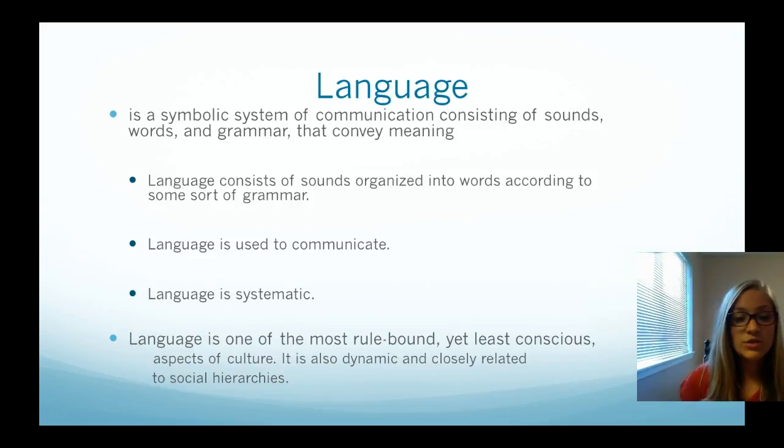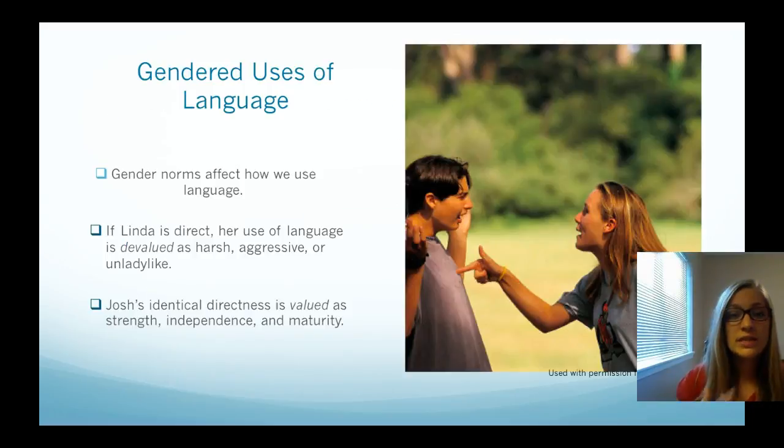And then language is also very dynamic. So like other aspects of culture, it's not static, and we can see that a lot in our culture. So the emergence of slang is a really good example to show the fluidity and dynamic nature of language. And then it's also very closely related to social hierarchies. So the way we speak can indicate other things about us. And so as an example, we can think about gendered uses of language. So this is an example not only of indicating hierarchy, status, or power in a community or culture, but also an example of how cultural norms and values actually affect our language use.